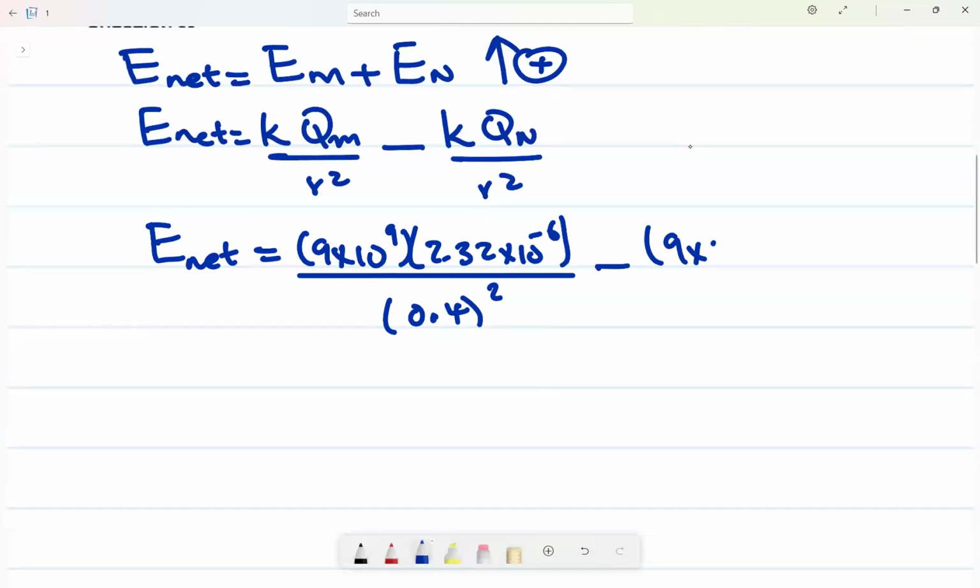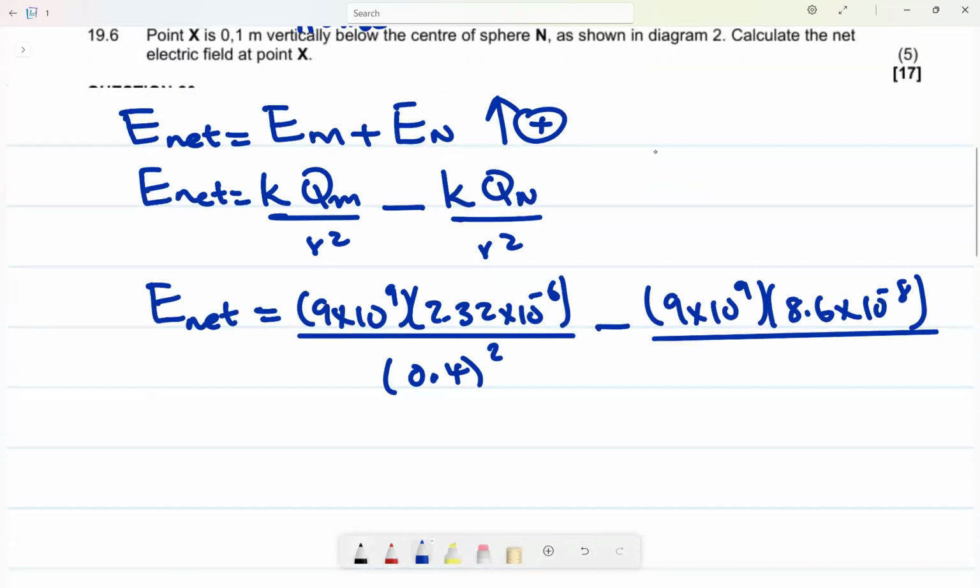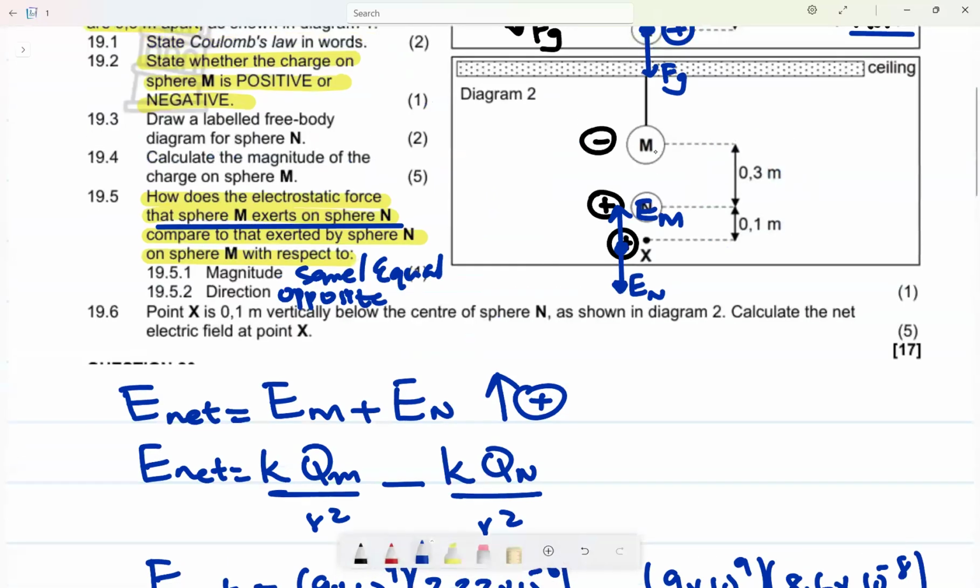Minus 9 times 10 to the power of 9. Charge of N, I remember very well, it was positive 8.6 times 10 to the power of negative 8. Then the distance between N and X. The distance between N and X, it is how much? It is 0.1. Very, very key also.